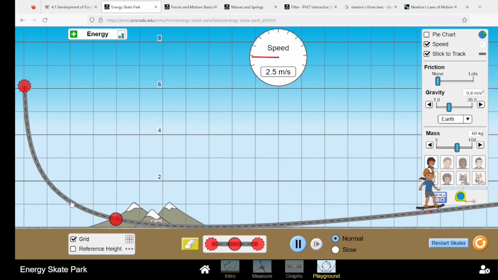It's still going to work. She rolls all the way up to 1. So how is this telling us that objects at rest remain at rest and objects in motion remain in motion?